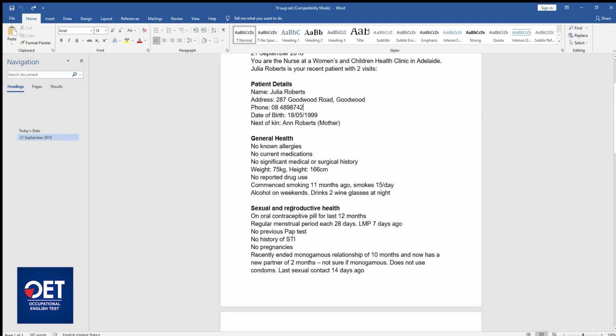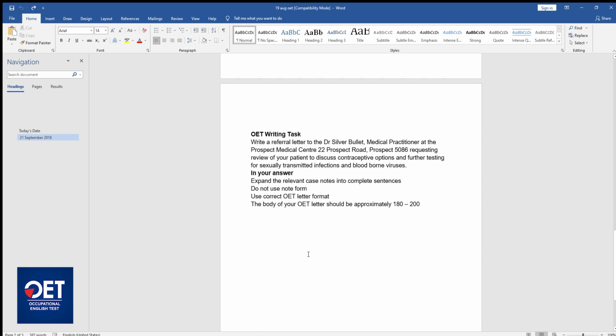Here we'll read the task first, as this is the main thing that you need to keep in mind before starting your task. So the task for today is: write a referral letter to Dr. Silver Bullock, medical practitioner at the Prospect Medical Center, 22 Prospect Road, Prospect 5086, requesting review of your patient to discuss contraceptive options and further testing for sexually transmitted infections and bloodborne viruses.